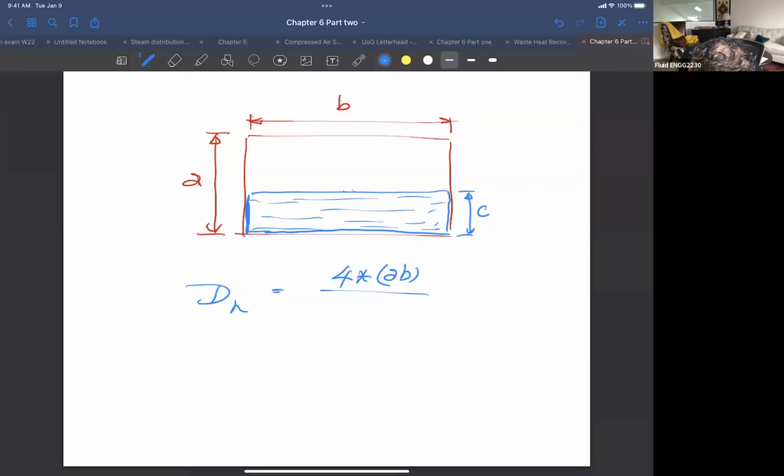This part here is not a weighted perimeter. It's only where the pipe is in touch with the fluid, here and here and here only, right? So it is basically 2C plus B. Excellent, right? Yeah, okay.